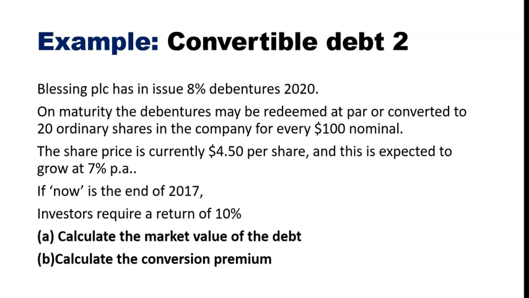Blessing PLC has in issue 8% debentures 2020. On maturity, the debentures may be redeemed at par or converted to 20 ordinary shares in the company for every $100 nominal. The share price is currently $4.50 per share, and this is expected to grow at 7% per annum. If now is the end of 2017, investors require a return of 10%. Calculate the market value of the debt and calculate the conversion premium.